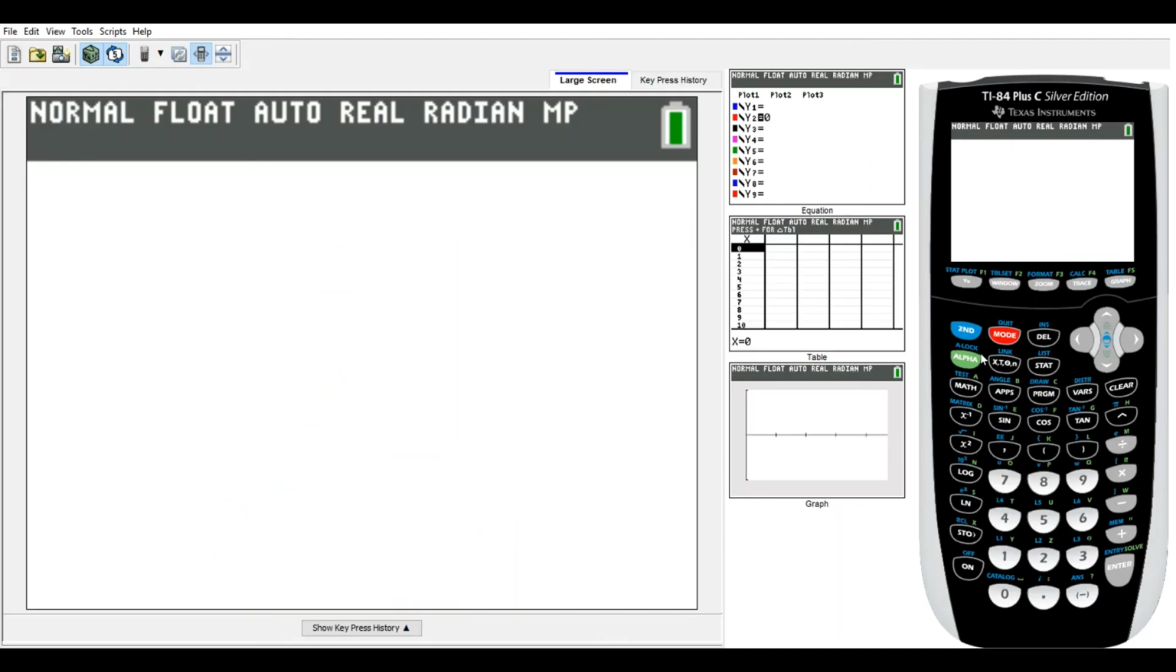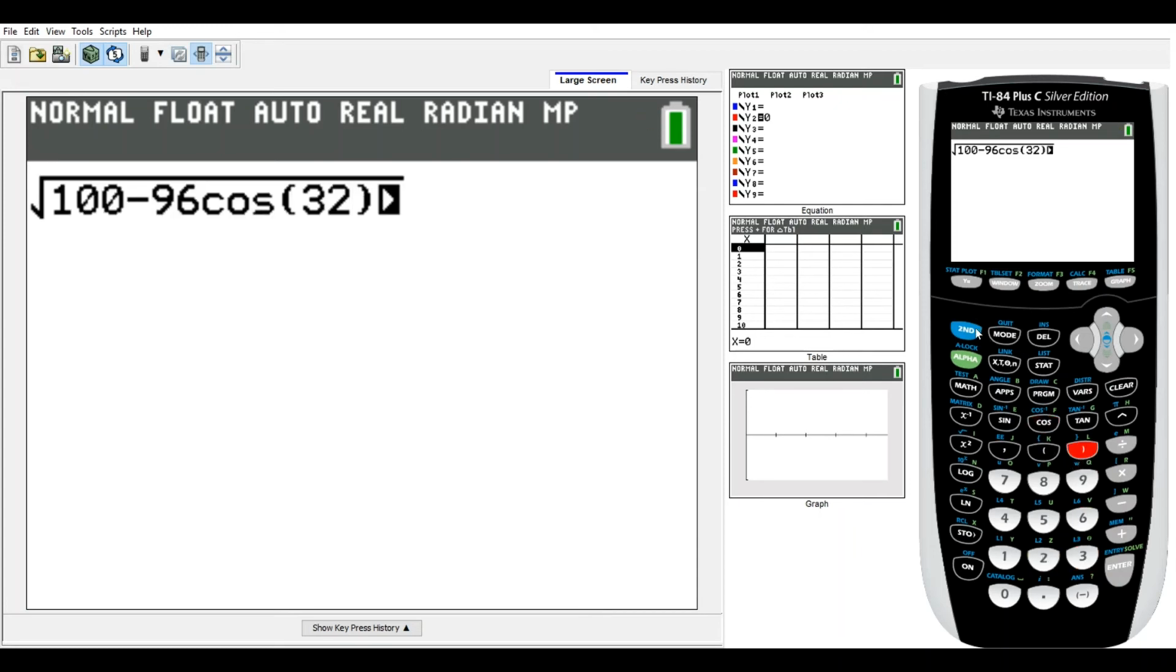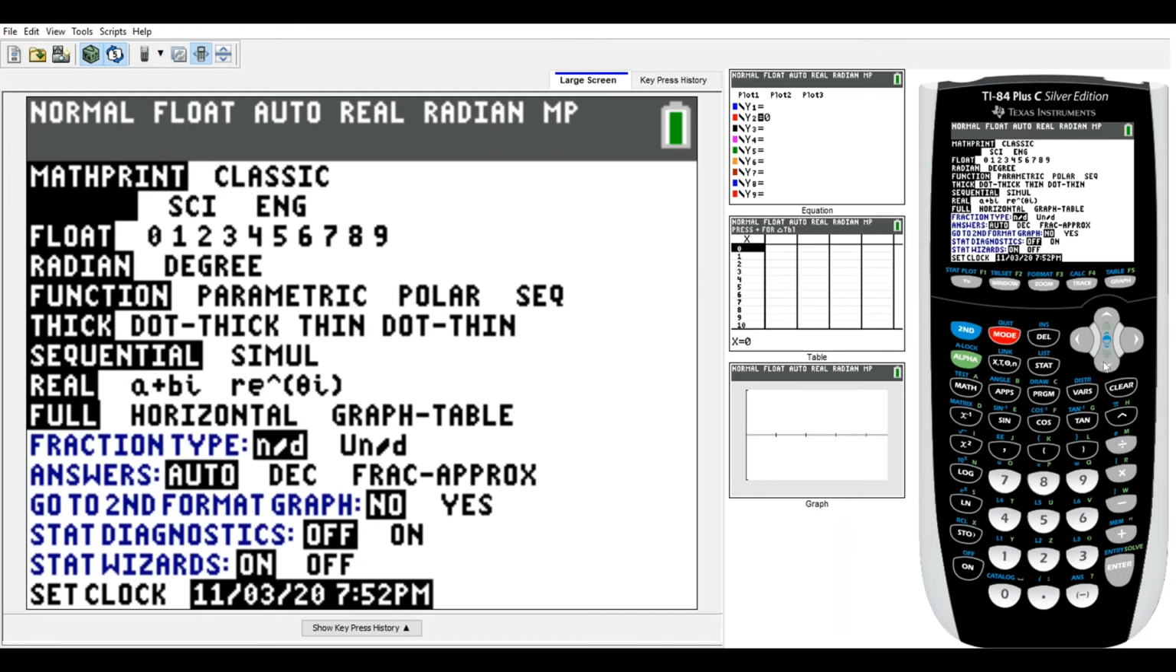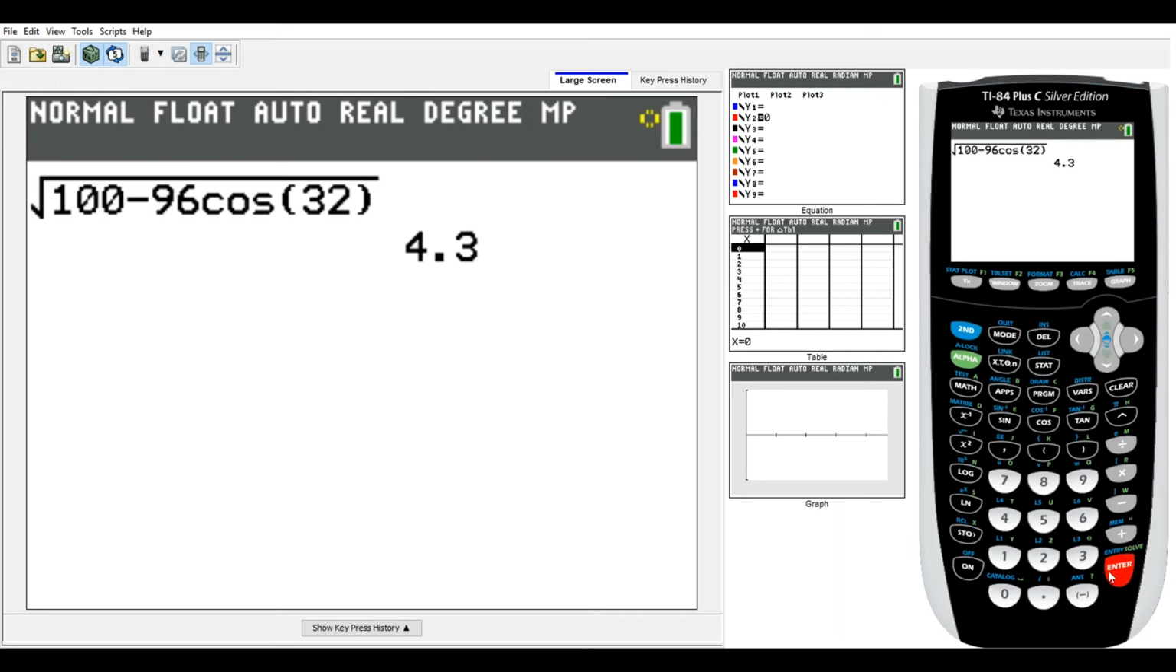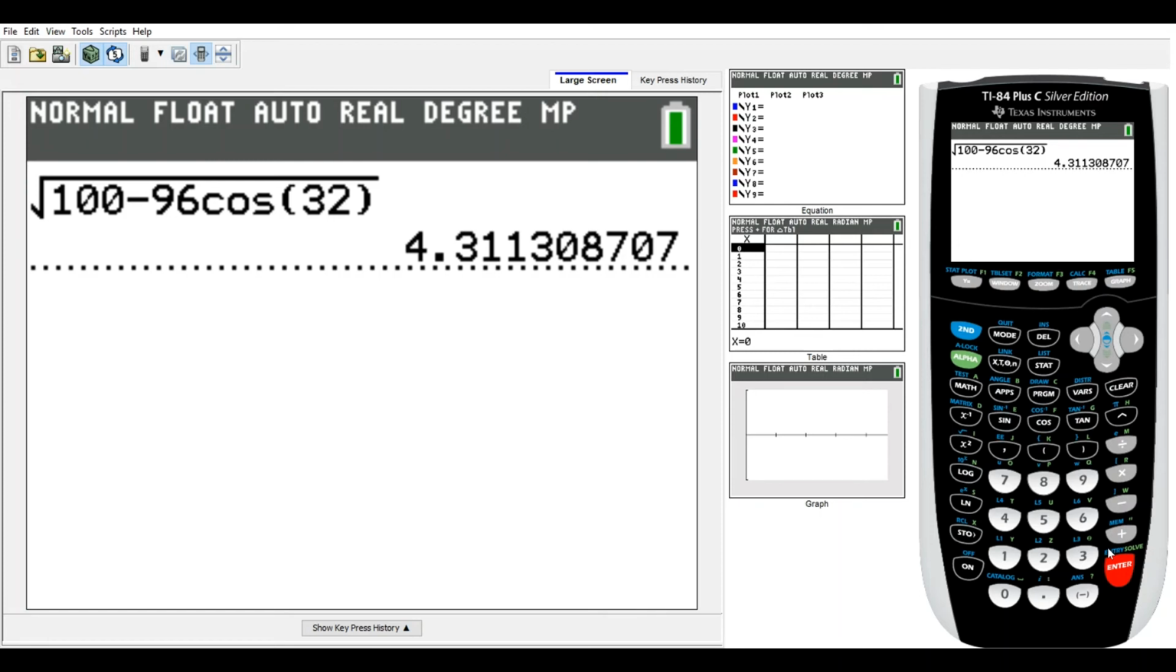Let's start off here by calculating B, and that was the square root of 100 minus 96 cosine of 32. And we want to go into mode and make sure we're in degrees here, because this angle was 32 degrees. So mode. And you can see I'm in radians, so I would have wound up getting the wrong answer here, so I'm glad I checked. So now I'm in degrees. And now when I hit enter, we see we get approximately 4.3, right?